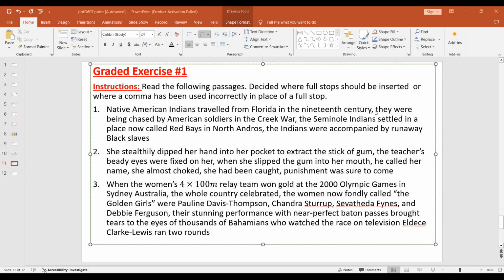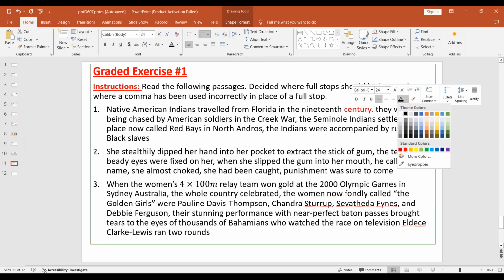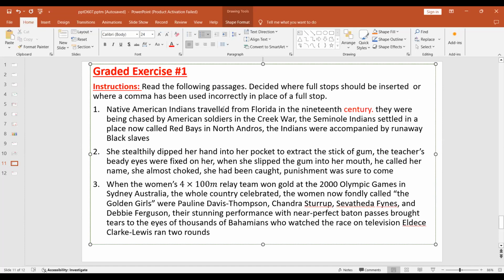You don't have to. What about "as"? As. Okay. What I was really looking for was for y'all to make a period here. So you put a period here on century because that's a sentence, right? I did that. Yeah, I did that too. So Native Americans traveled from Florida in the 19th century, period. And then capitalize the T. Right. So you put a period and you capitalize the T.